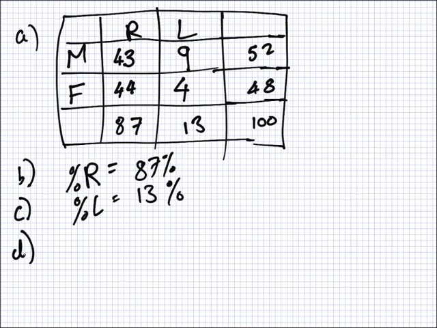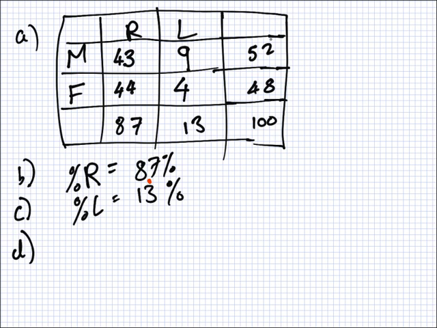If the gender did matter, then perhaps I would see differences. For example, maybe 90% of the boys are right-handed and 80% of the girls. I don't know. That's if gender mattered. But remember, I'm saying if gender doesn't matter. So 87% of people are right-handed. How many men are there? 52 men. Calculate for me, please.